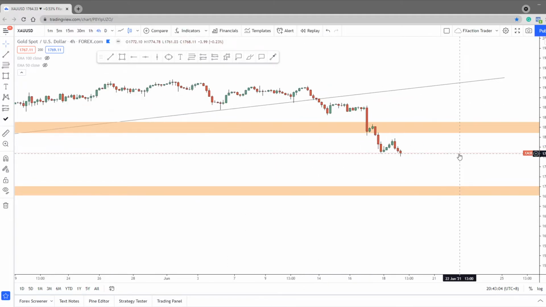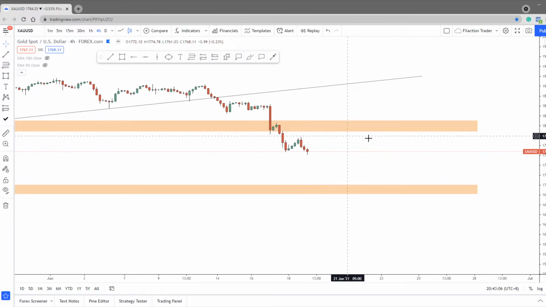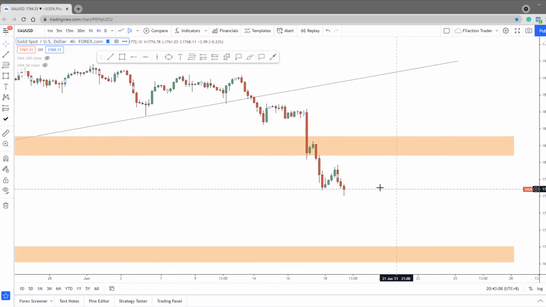So at H4, there are two levels that we have to take note of. All right, the first level is actually here.